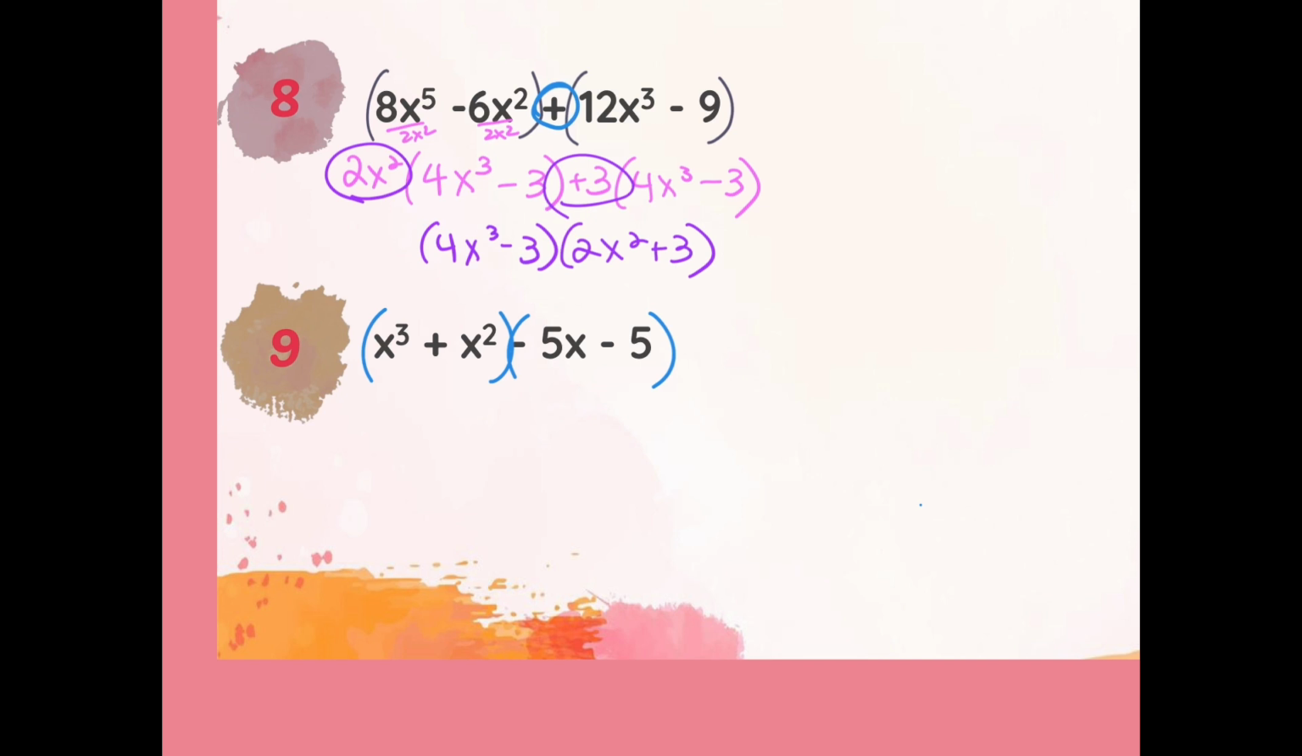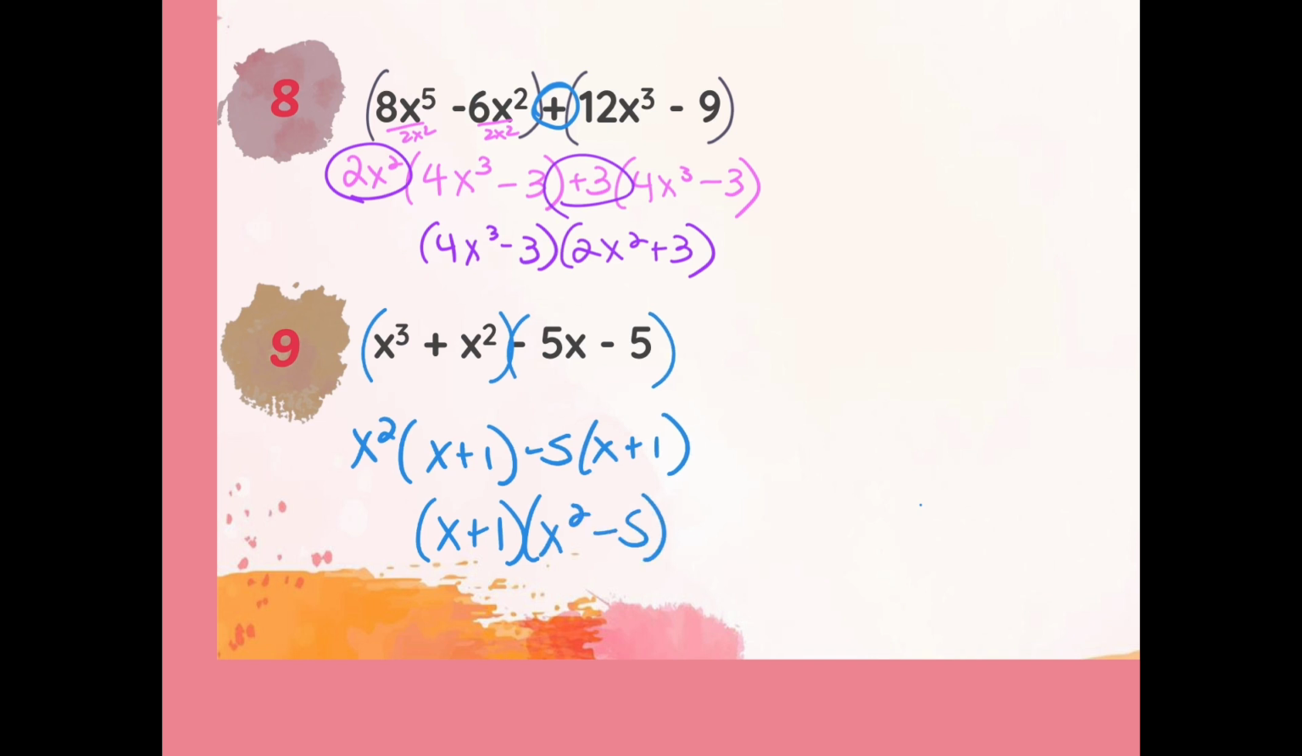So what can I take out of the first one? And I get x plus 1. Second one, what can you take out? So if I took out a positive 5, my parentheses would be negative x minus 1. Doesn't match completely, right? Which is why I want to take out that negative 5. And I get x plus 1 and x squared minus 5. So if you didn't take out a negative 5, your signs inside the parentheses would be opposite, hopefully indicating that you need to take out that negative 5.